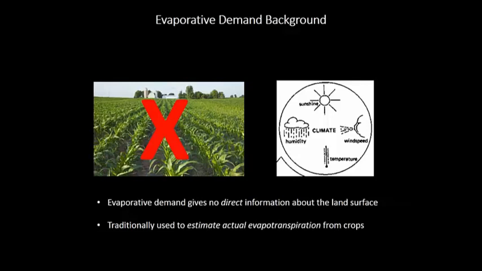And so with the evaporative demand, this has traditionally been used in the past for several decades to estimate the evapotranspiration from crops. So using the near surface weather, what you need to know from there is the crop type. And so if you know the specific crop type and the evaporative demand, then you can estimate what that actual ET is.